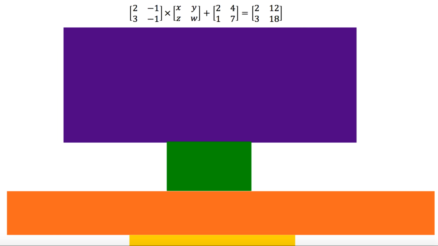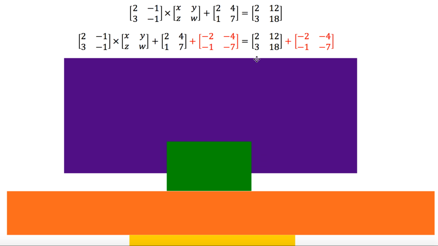So I have 2, negative 1, 3, negative 1, and I'm going to multiply that by x, y, z, w. Then we're going to add 2, 4, 1, 7, and we want to get 2, 12, 3, 18. So how are we going to do this? The first thing we're going to do is we want to try and get this problem down as basic as we can. And so we're going to try and get this multiplication problem by itself so that we could solve maybe and get our equations and then solve for our variables.